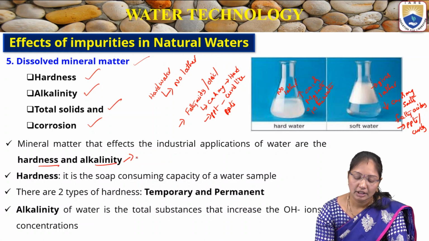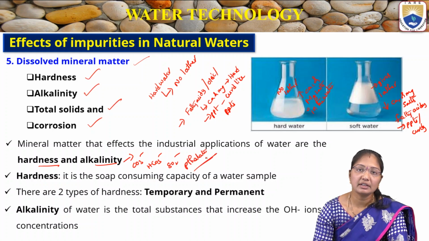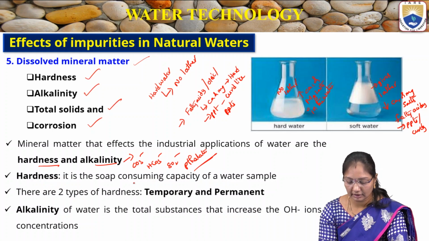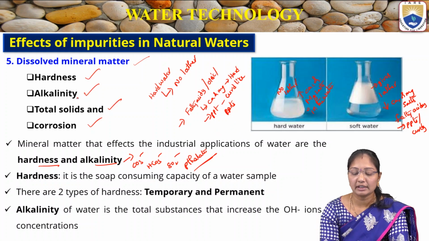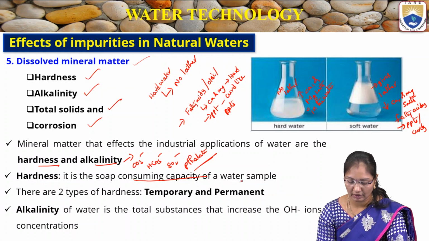Alkalinity is due to carbonates, bicarbonates, sulfates and phosphates, which are the main causes of alkalinity. Hardness is the soap consuming capacity. As we discussed, the hardness of water is determined by the formation or non-formation of lather. So we define hard and soft water by the soap. This is the soap consuming capacity of the water sample.